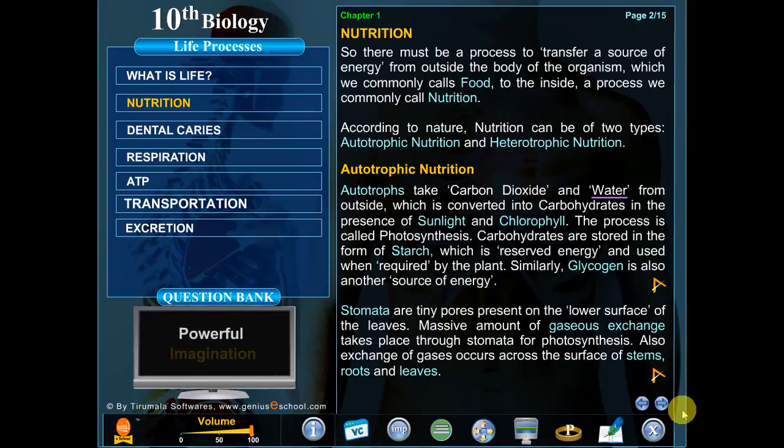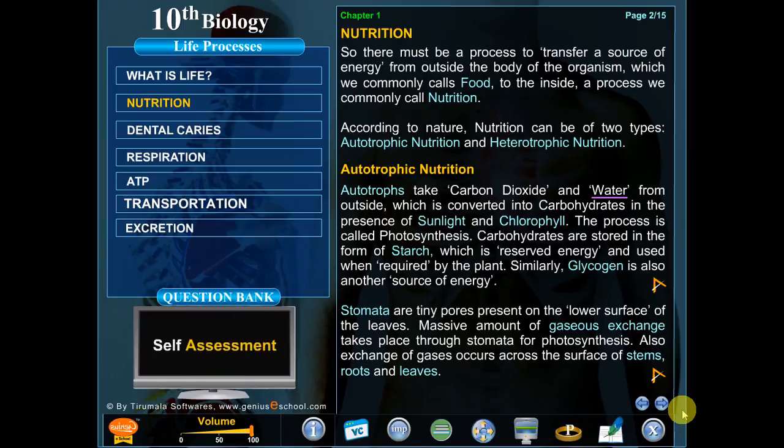Nutrition. There must be a process to transfer a source of energy from outside the body of the organism, which we commonly call food, to the inside, a process we commonly call nutrition. According to nature, nutrition can be of two types: autotrophic nutrition and heterotrophic nutrition.